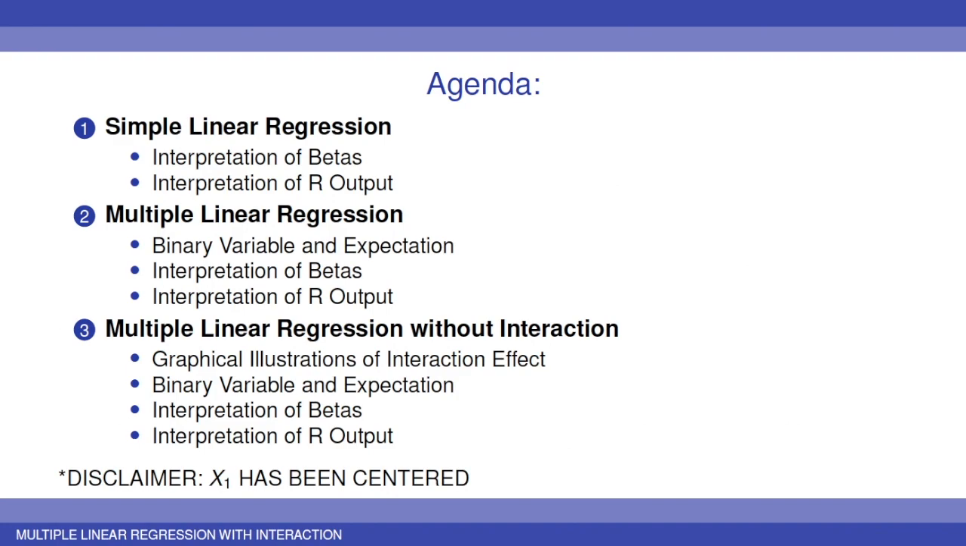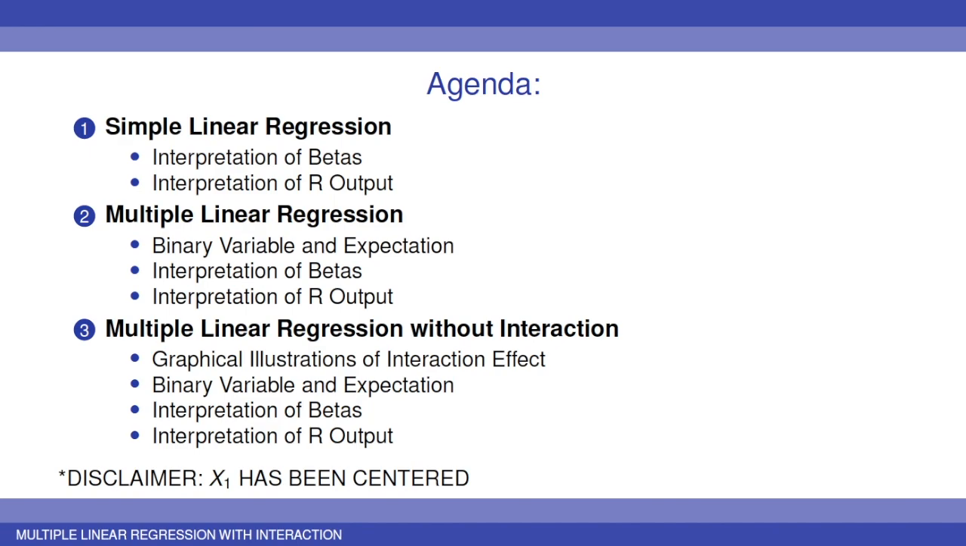Let's go over our schedule for this video. We will start at the base of our pyramid with simple linear regression. I will show you how to interpret the beta coefficients, as well as the R output. Next, we will step up to multiple linear regression. Before showing you how to interpret the beta coefficients and R output, I will digress to talk about binary variables and how they affect the model.